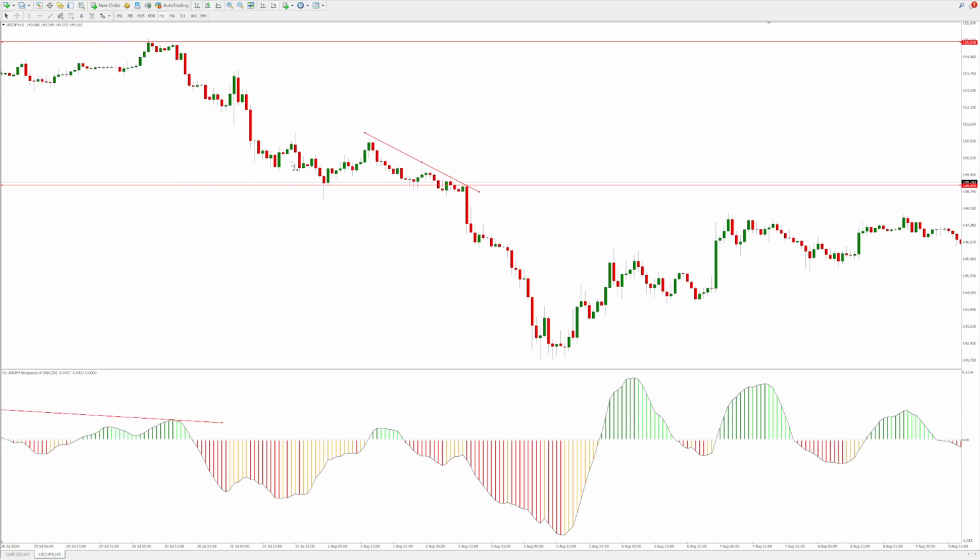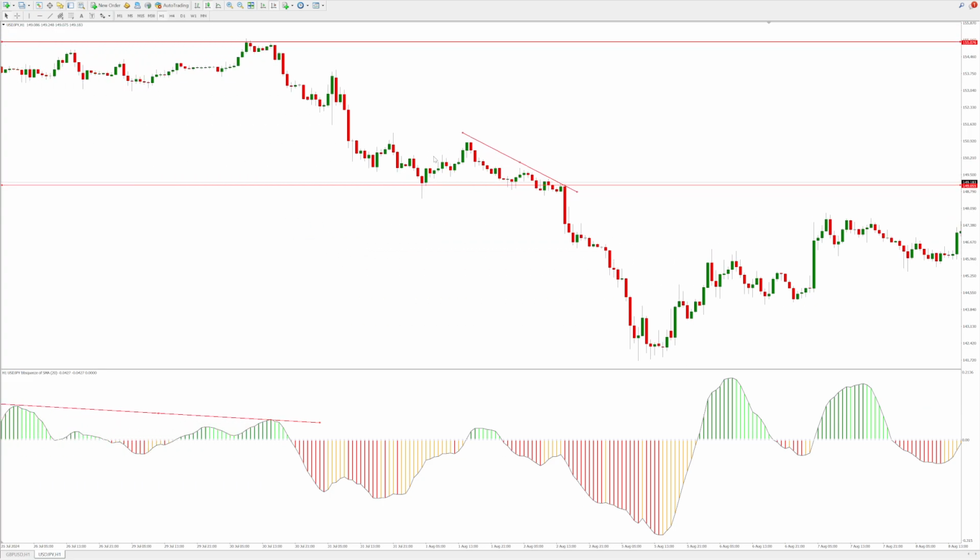Okay. Got a potential flag pattern there as well. Let's get my angles right. There you go. Potential bearish flag breakout here.